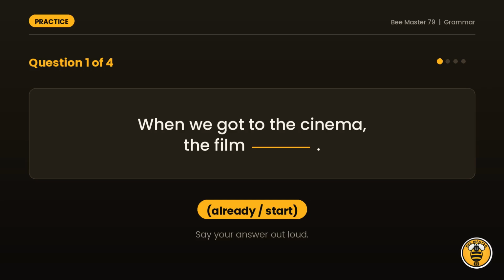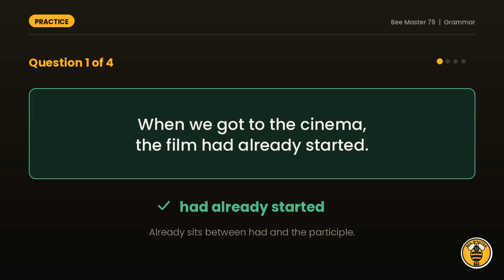Question 1. When we got to the cinema, the film blank. Already start. The answer is had already started. When we got to the cinema, the film had already started. Notice that already sits between had and the participle.